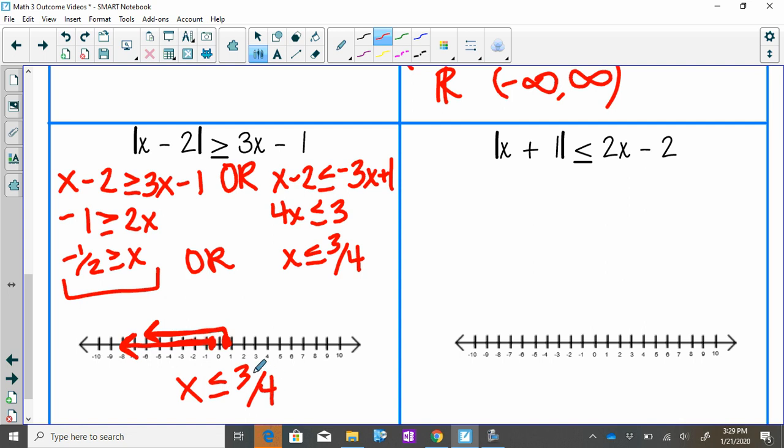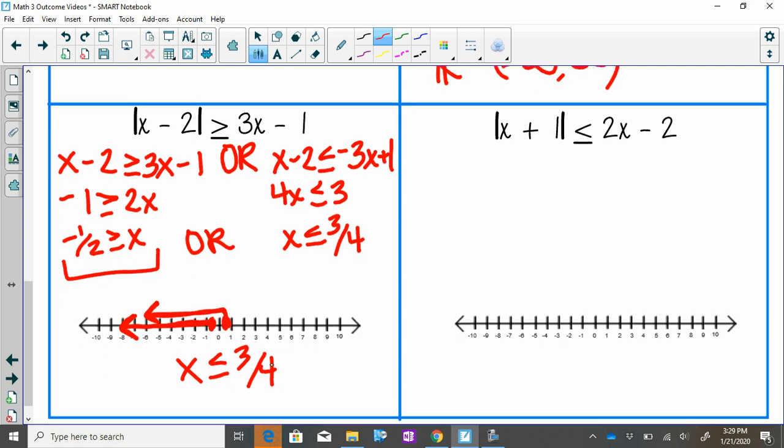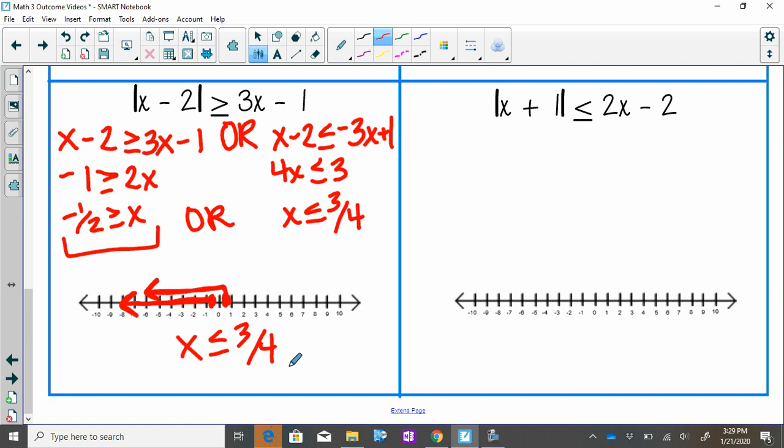Because again, anything less than or equal to 3/4 will already cover these numbers right here, less than or equal to negative 1/2. Those ones are already smaller than 3/4, so I don't need that second statement. As an interval, that would just be negative infinity to 3/4 with the hard bracket.